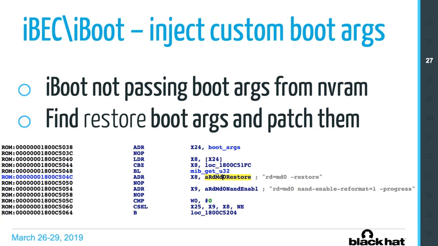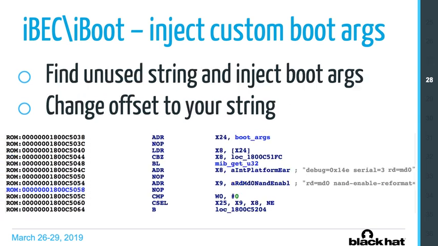Boot arguments. The problem is that release iBoot does not support any custom boot arguments being passed to the bootloader, which means even if we can somehow write boot arguments to NVRAM, the release iBoots will just ignore them and continue to use the hard-coded ones. As we see here, there is one of the restore boot arguments. What we can do is just change them, right? If we can patch the bootloader, why not?